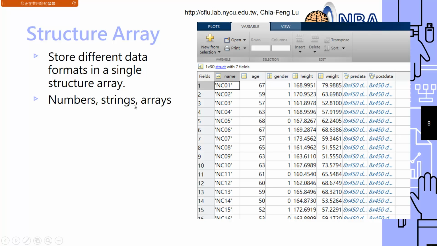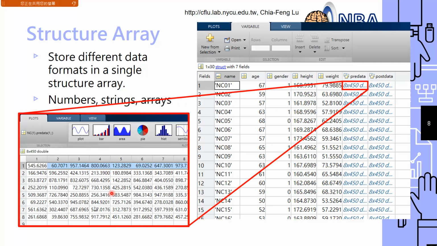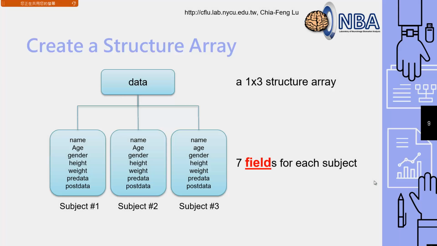So I just mentioned this. You can see now we can store different data formats. I mean, characters, numbers, or even number arrays, right? For this example right here, we actually store a number array within the structure. Even if we double click on this, I can see the details right here. It's an 8 by 450 double array. Of course, you can double click on other elements right here. You will see different data sets, okay?